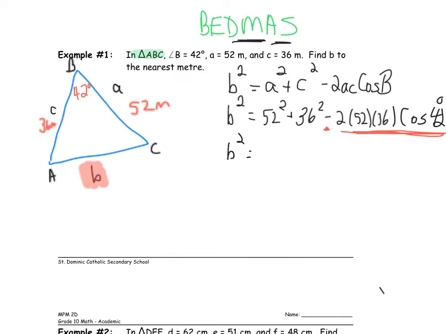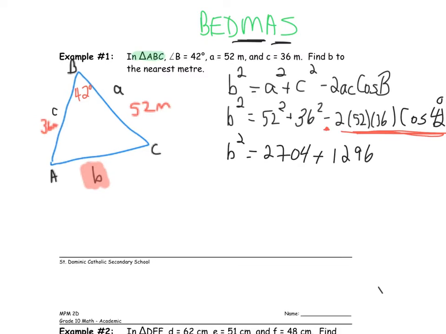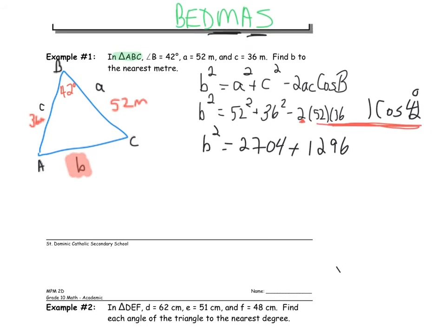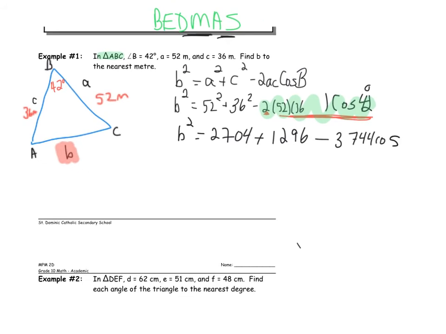So now b squared is equal to, and now what I'm going to do is just calculate 52 squared using my calculator. And that's giving me 2704. And now I'm going to do the same thing for 36. So 36 squared is 1296. And now I'm going to say minus, and deal with this whole bit right here. So what I'm going to do first is multiply 2, 52, and 36. So minus 3744 cos of 42 degrees.